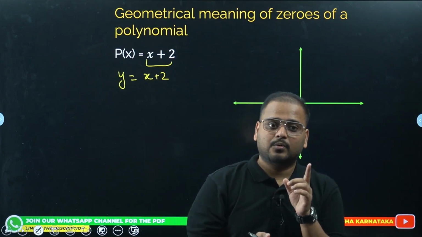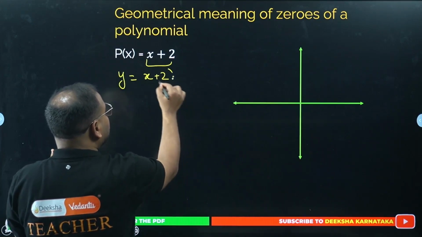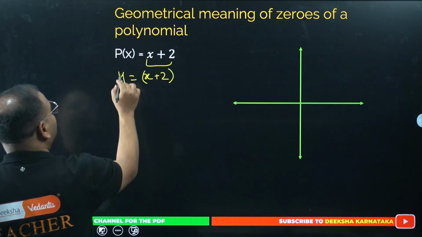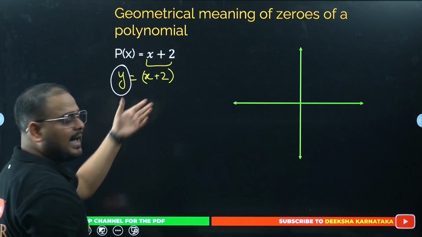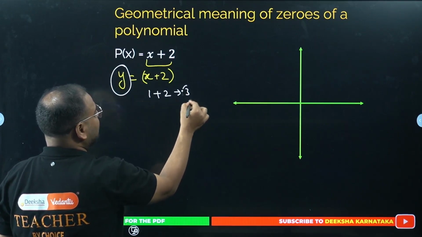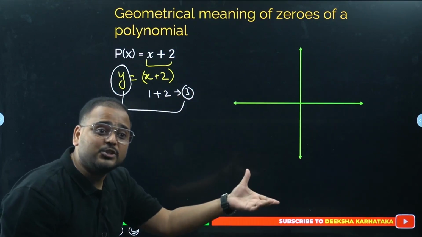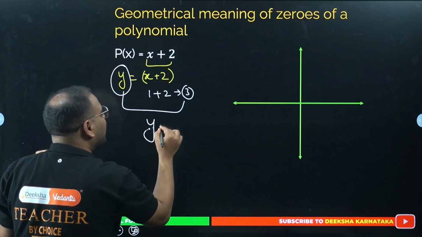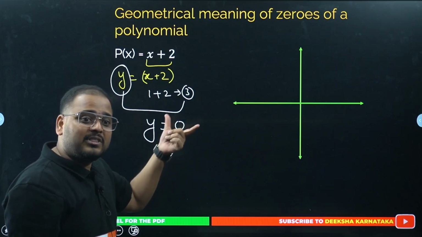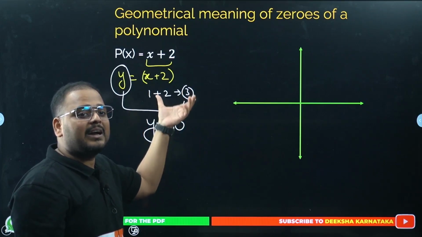What did I say right now? The outcome becomes equal to 0. What is the outcome of x plus 2? y. y is the outcome, no? I put x as 1. What is y? This 3 is nothing but my y value. So whenever the outcome is 0, it means the y coordinate is 0. Whenever y is 0, we call that x the zero.